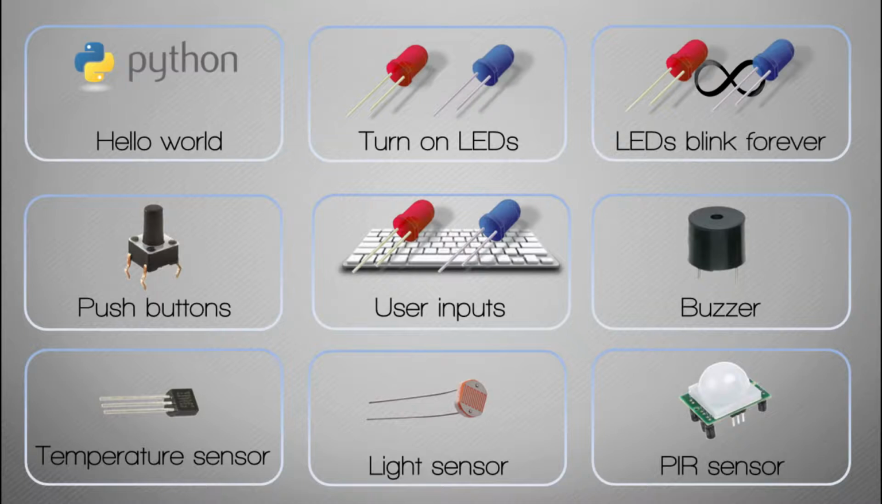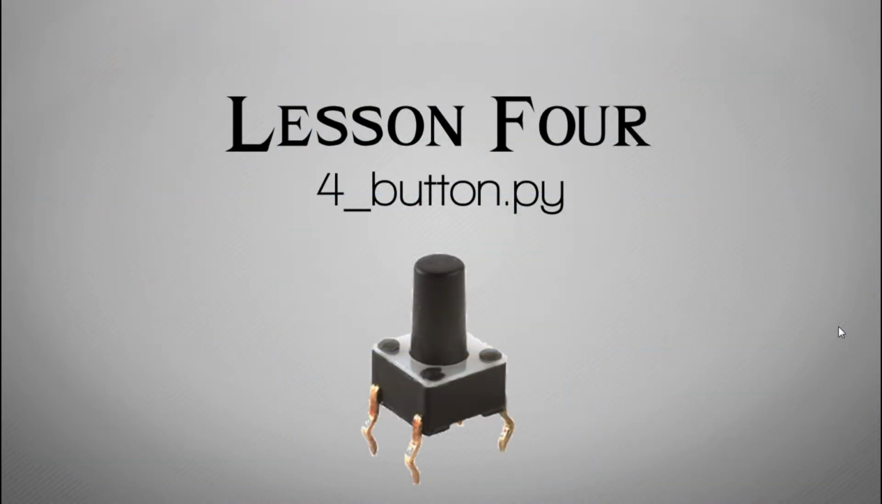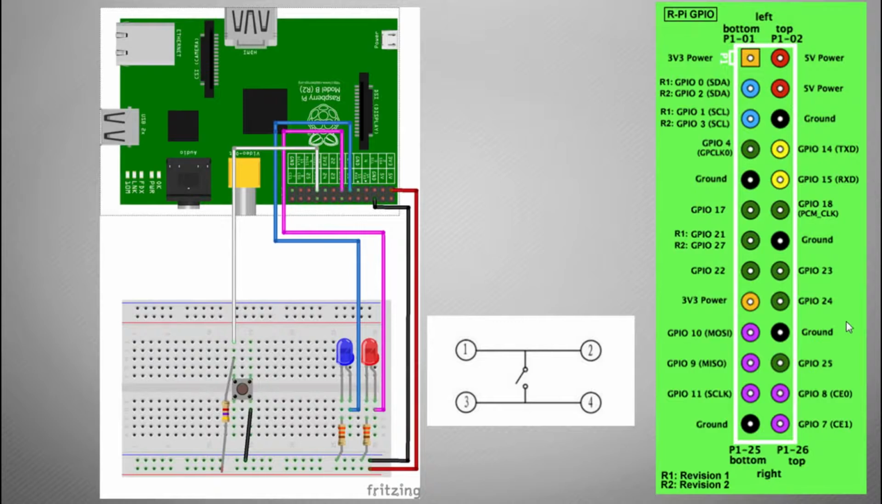Introduce a tactile push button, so we can actually press a button in the physical world and see something happen in our software. We have a script called for_button.py, and we're now going to explain how this code functions. Before we do that, we need to understand a little bit about the electronics and actually get this set up.